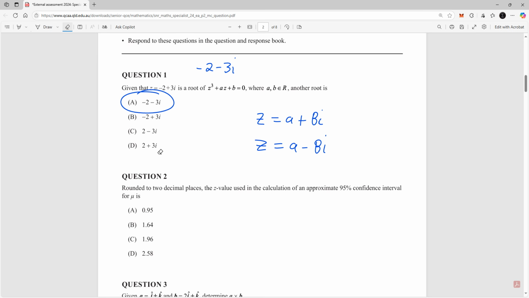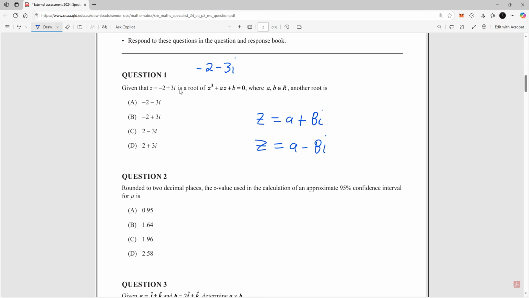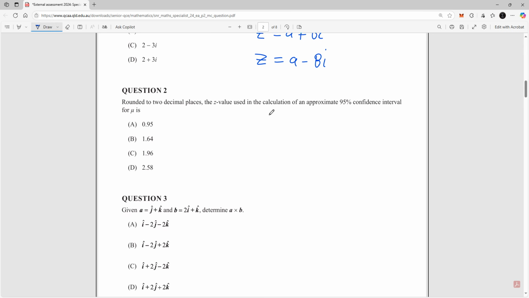We don't have to check the other answers because that's just a general knowledge thing you have to know with this particular question. Alright, so let's take a look at the next one.